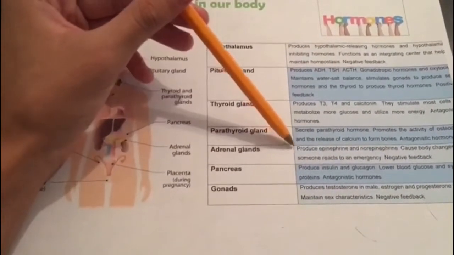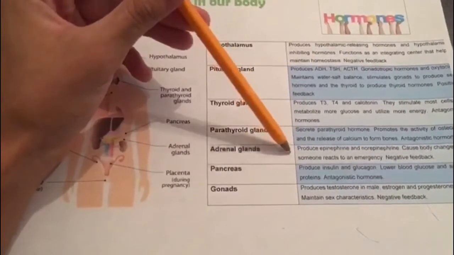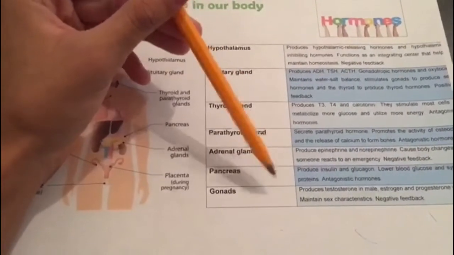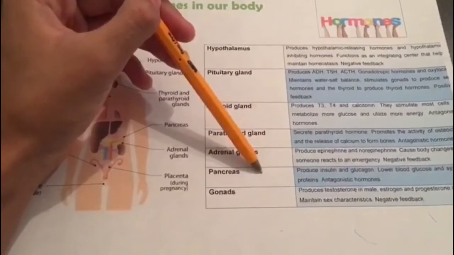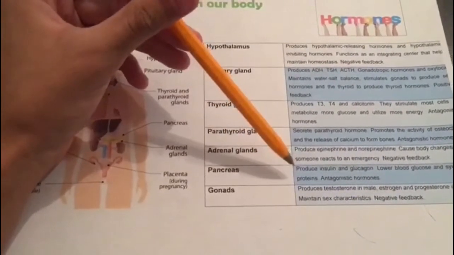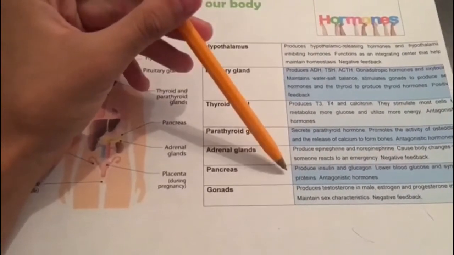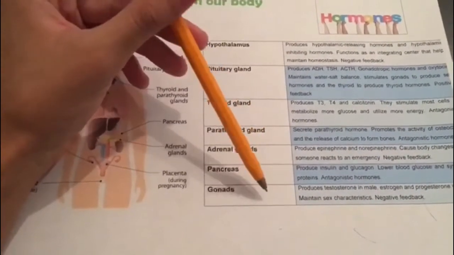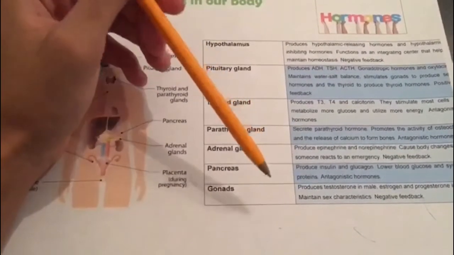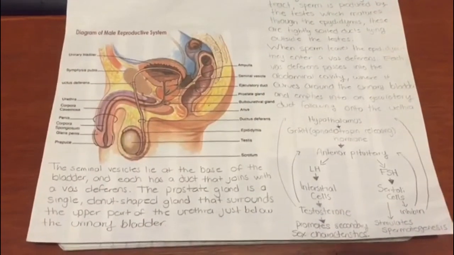Adrenal glands produce epinephrine and norepinephrine, which cause body changes when someone reacts to an emergency, and it is controlled by a negative feedback. The pancreas produces insulin and glucagon, and when there is a lower blood glucose, they synthesize proteins, and it is controlled by an antagonistic hormone. The gonads produce testosterone in male and maintain sex characteristics.